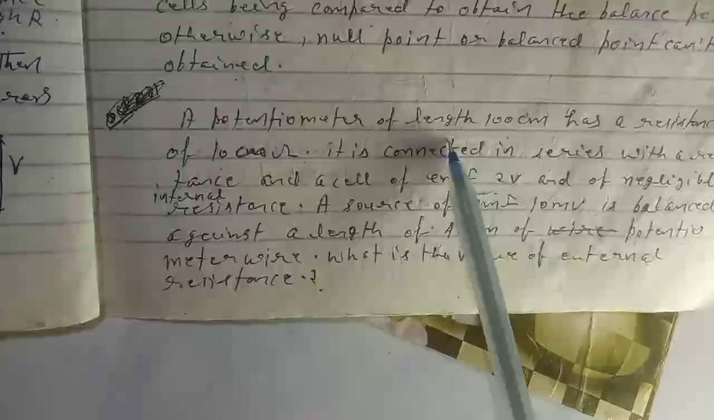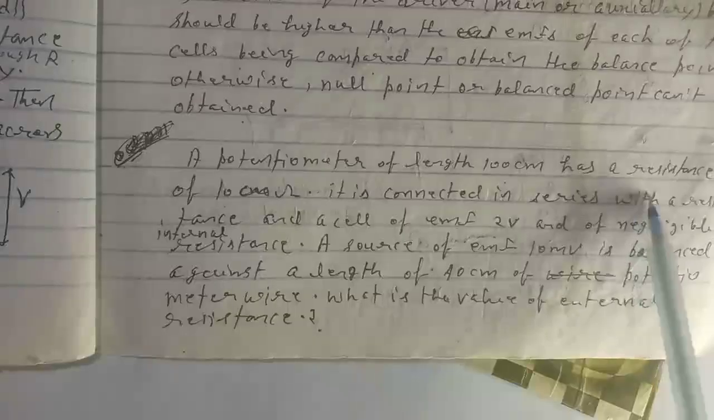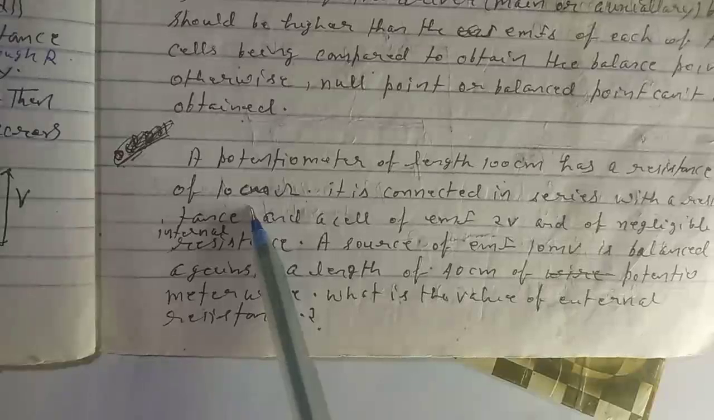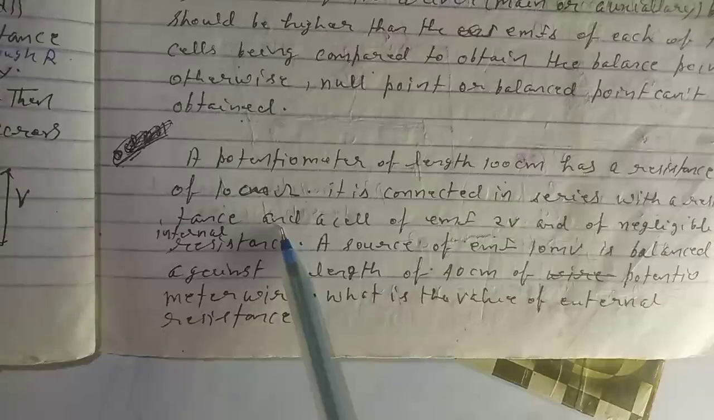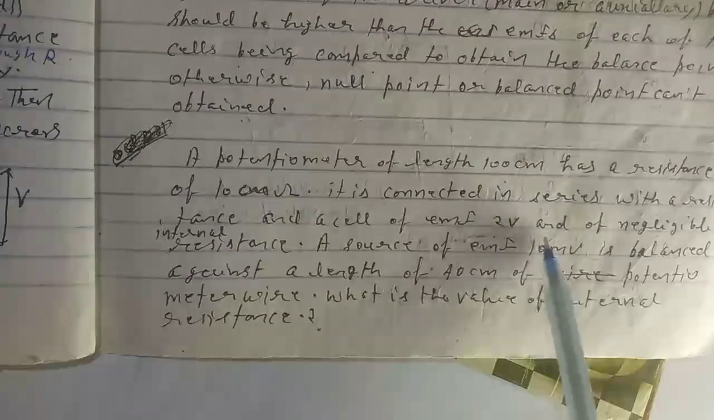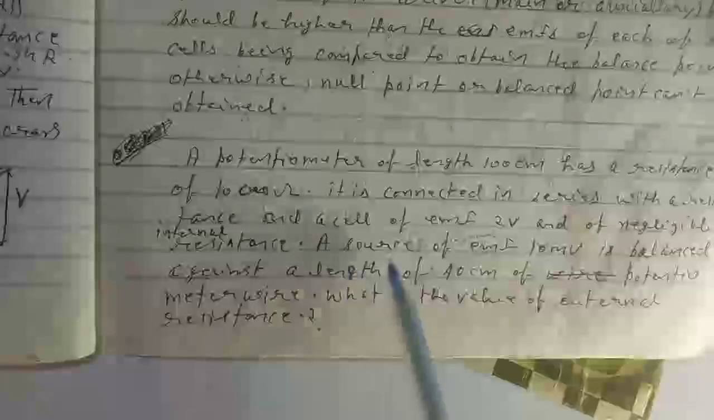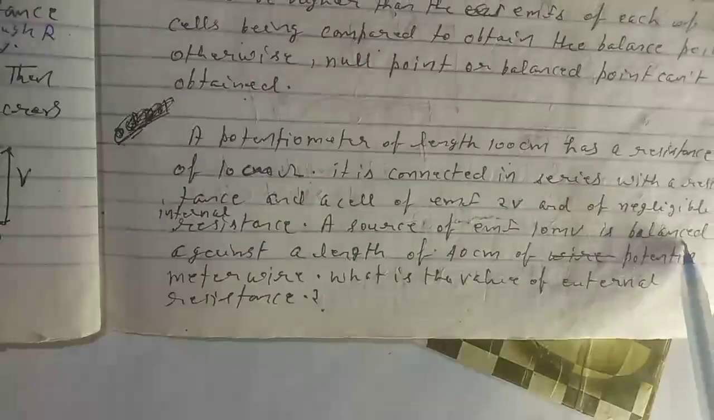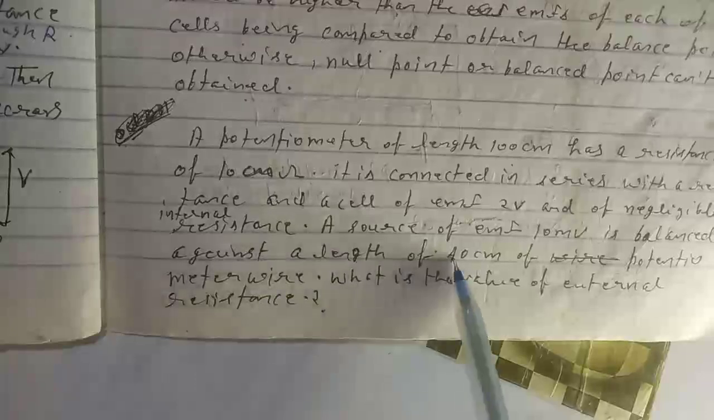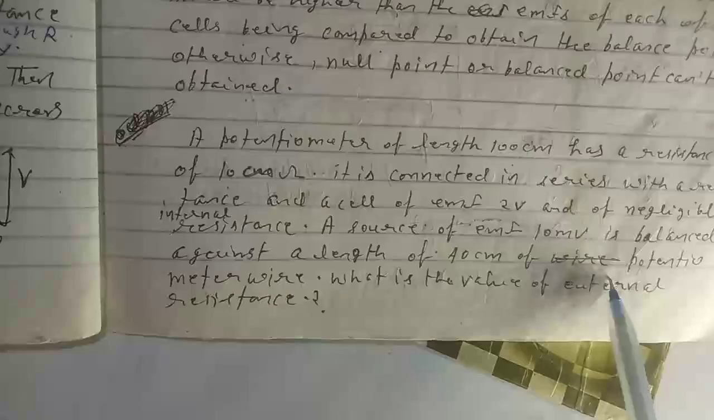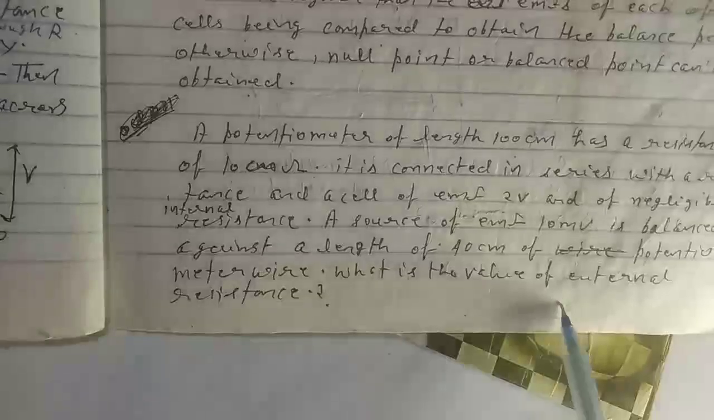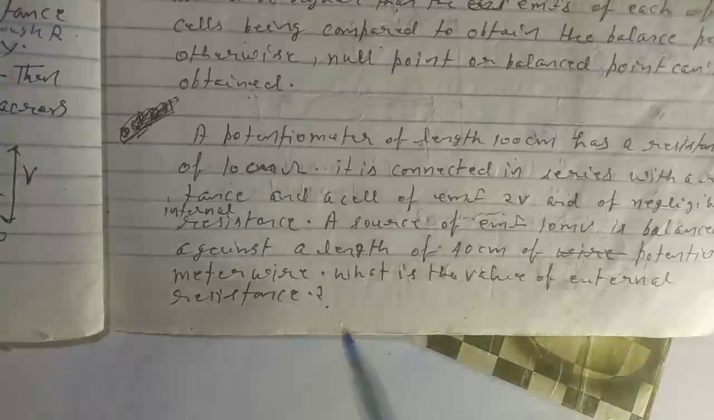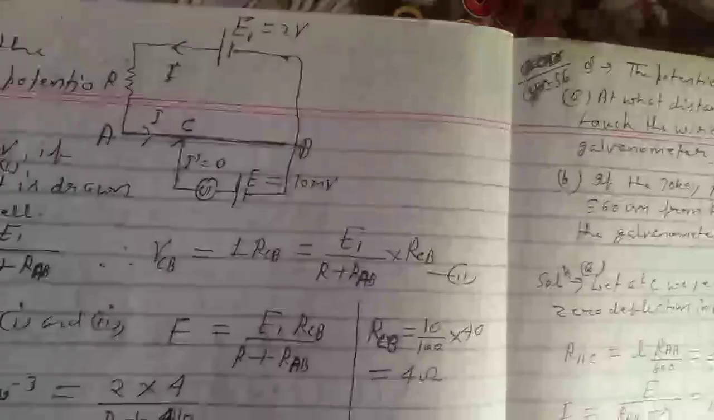A potentiometer of length 100 cm has a resistance of 10 ohm. It is connected in series with a resistance and a cell of EMF 2 volt and of negligible internal resistance. A source of EMF 10 millivolt is balanced against a length of 40 cm of potentiometer wire. What is the value of external resistance? Let's see how it can be solved.